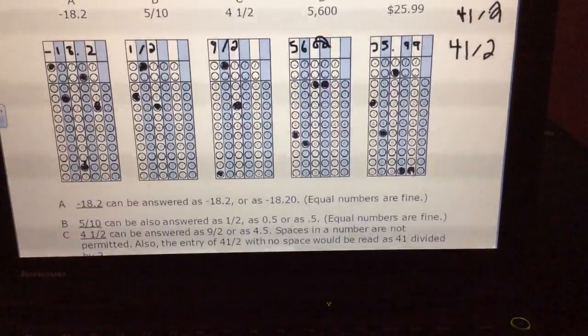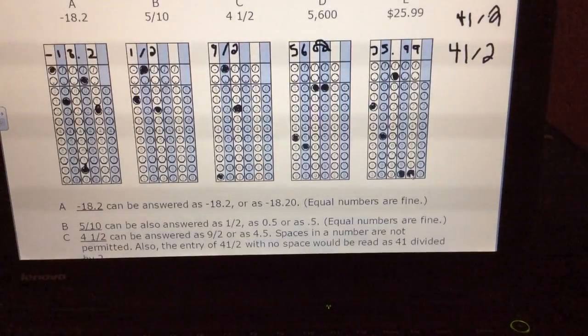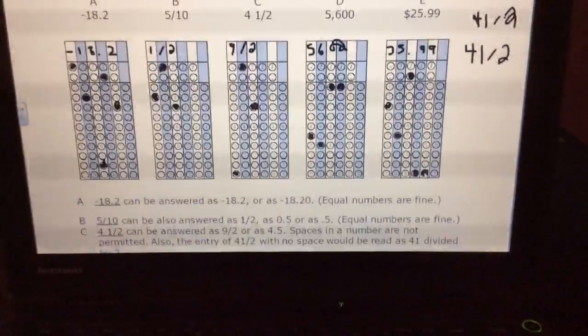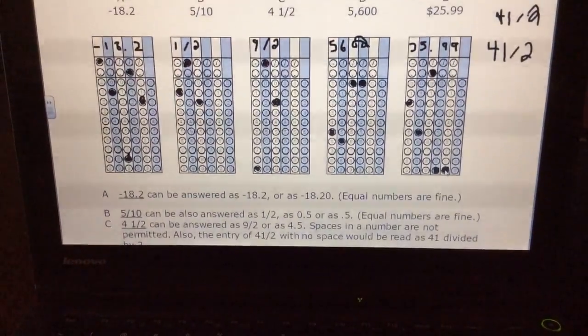Last year's EOG had, I don't know, it seems like it had about 10, 12 gridded questions on it. And we will practice gridding in class when we do the review at the end of the year. But that is gridding. Thanks a lot.